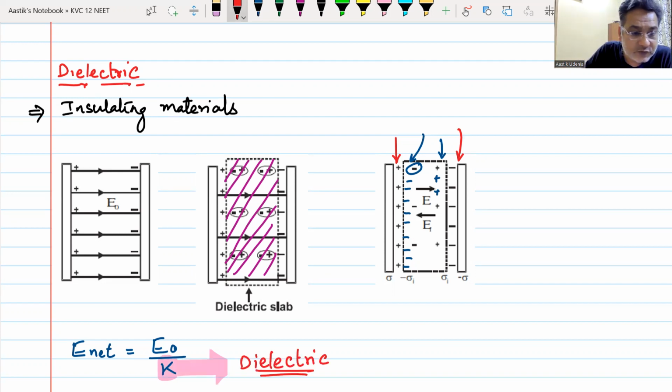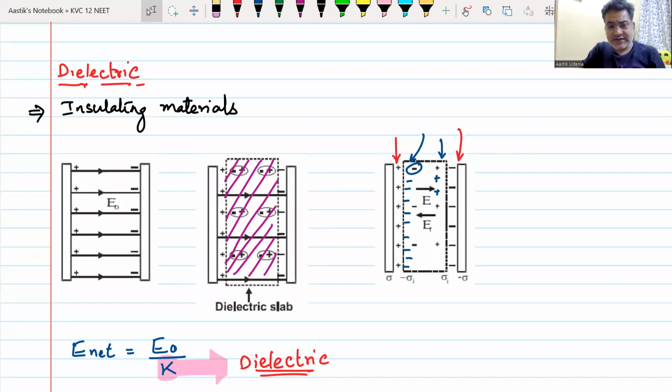So what you have to remember about a dielectric? Have you drawn this diagram? I'll give you 2 minutes. Draw the diagram, then I'll give you one more diagram.